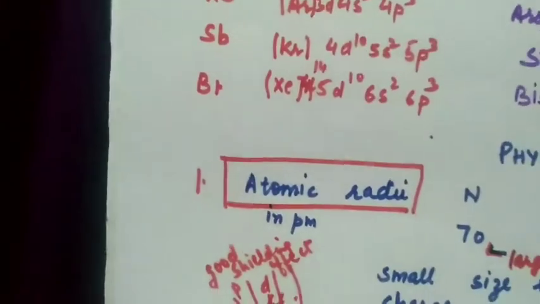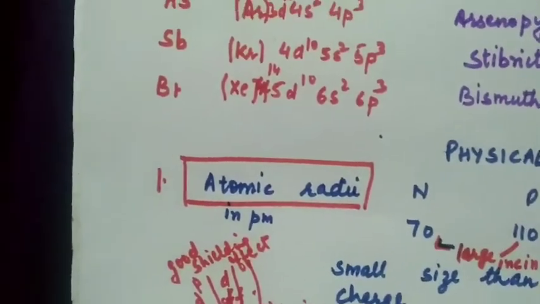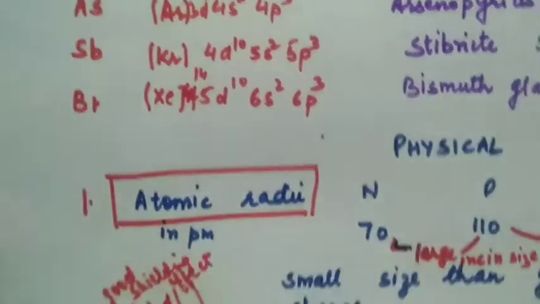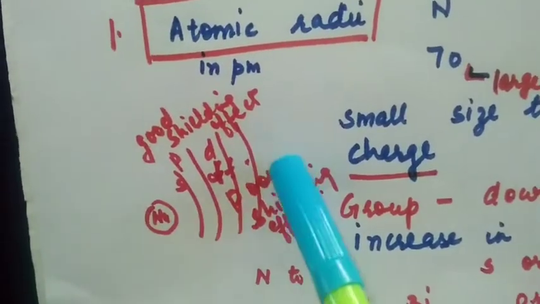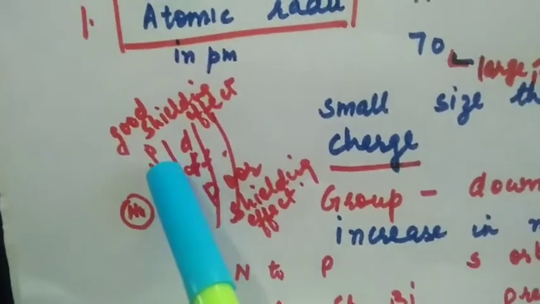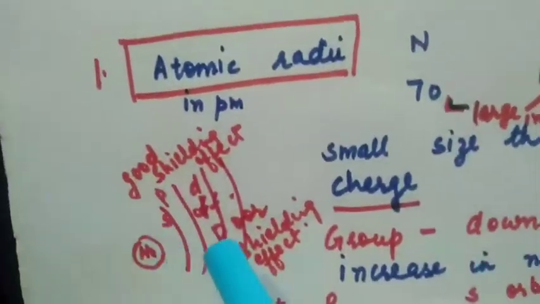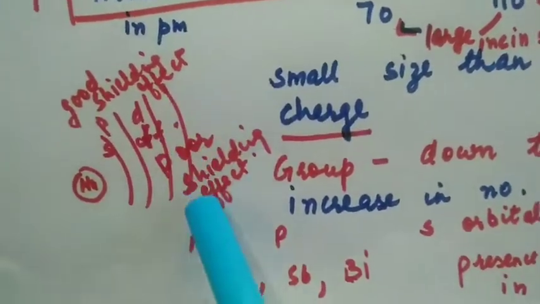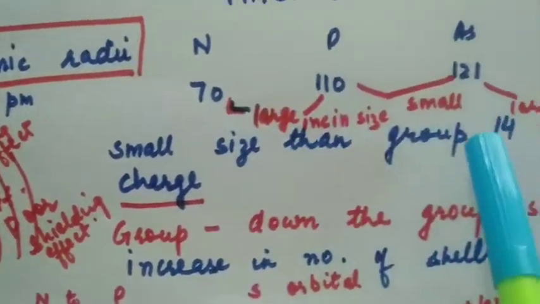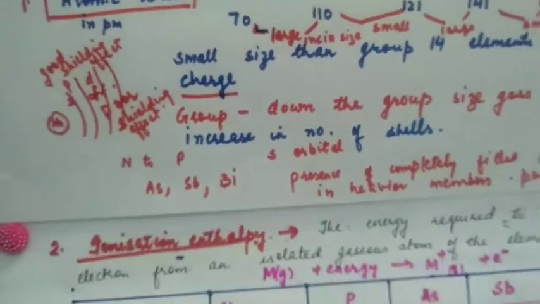The inner electrons protect the outer valence electrons from the hold of the nucleus. Now, as s and p have good shielding effect, the difference in size is greater. d and f have poor shielding effect, so the difference in size is small.